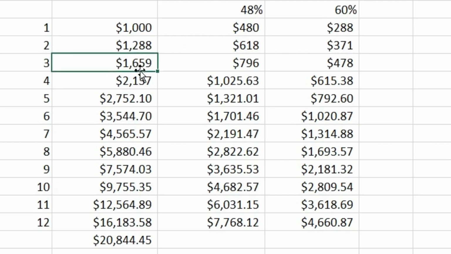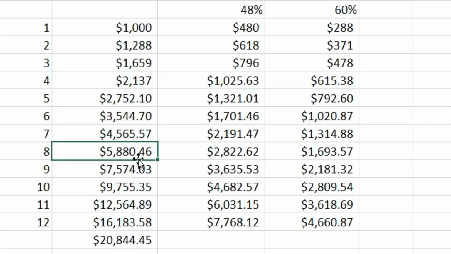So the third month, the total will be $1,659. Same also 48%, and then here it becomes $796. So you get 60%, and your account will be $2,137. Then this is what you bring back. Same, and so forth. You begin here and so forth.